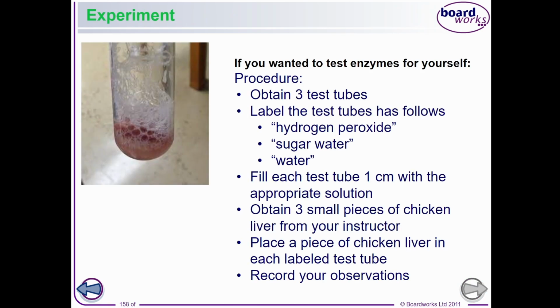A basic experiment that you could do at home is to get 3 test tubes or cups, label 1 hydrogen peroxide, 1 sugar water, and 1 water. Fill them all the same amount with what they are labeled as: water, sucrose mixed with water for sugar water, and some hydrogen peroxide. And then get some chicken liver and cut 3 little pieces of chicken liver and put them in each cup or test tube. You'll notice that the chicken liver you put in hydrogen peroxide will produce bubbles.